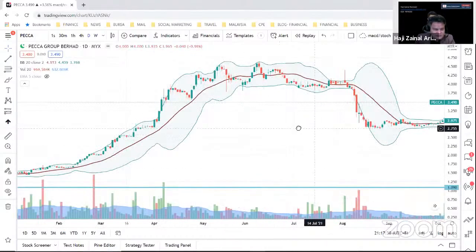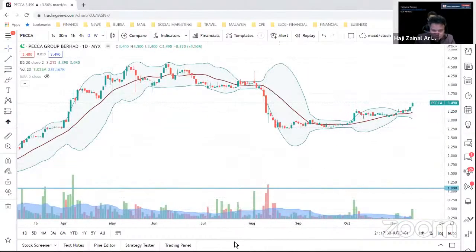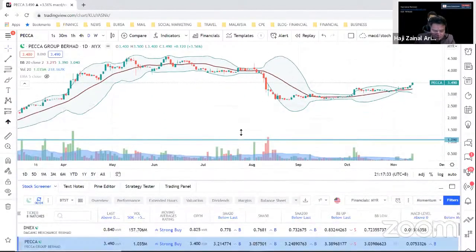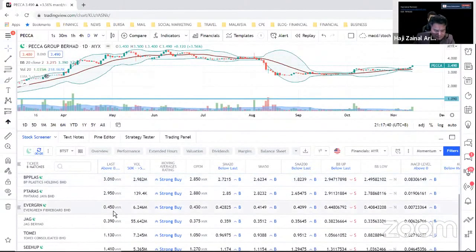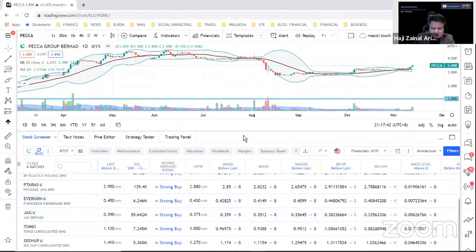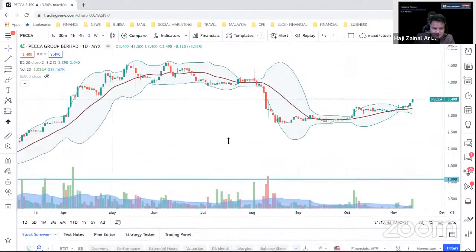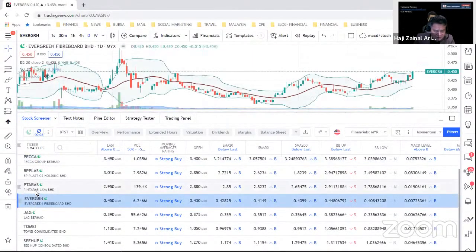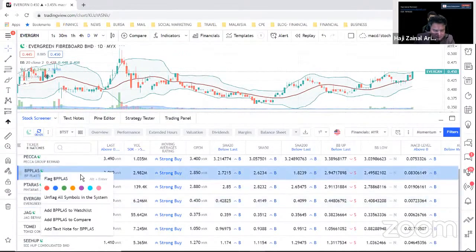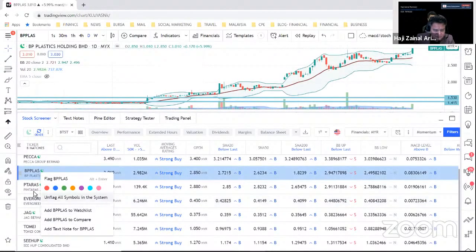Okay, what is this? This is Specca group. This is not a buy call. This is just an example only. Let's see, is there any other counters? Okay, let's say this one, Evergreen. Let's take this, B Plastic.